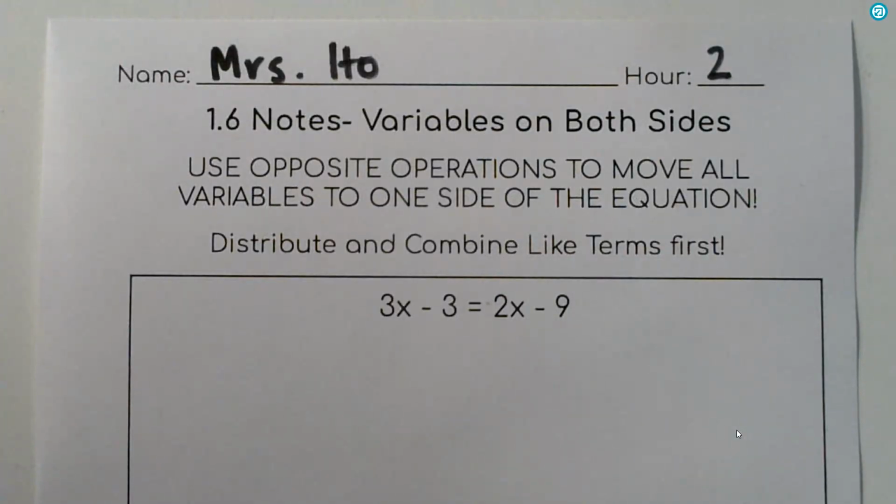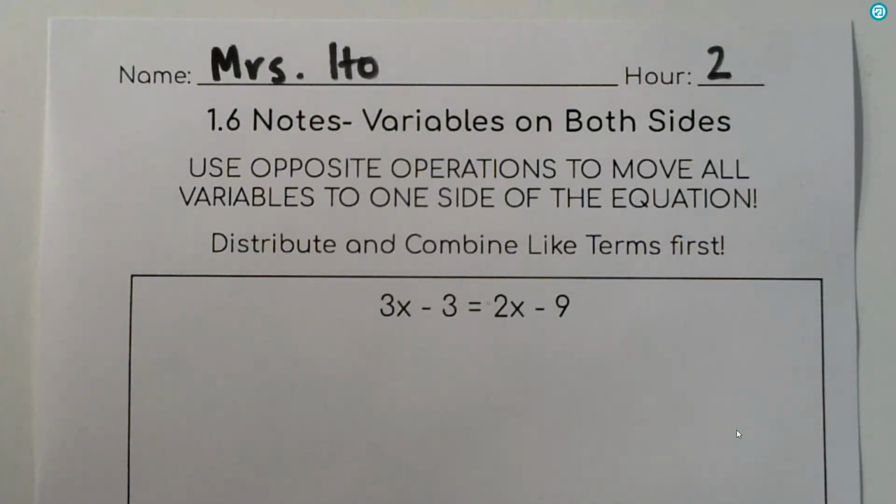Paying attention to details is more important now than ever. When you have variables on both sides of your equal sign, you got to get them all to one side in order to solve for x. Because you can't solve for x if it's in two places. You got to put them all together so you can solve for x.